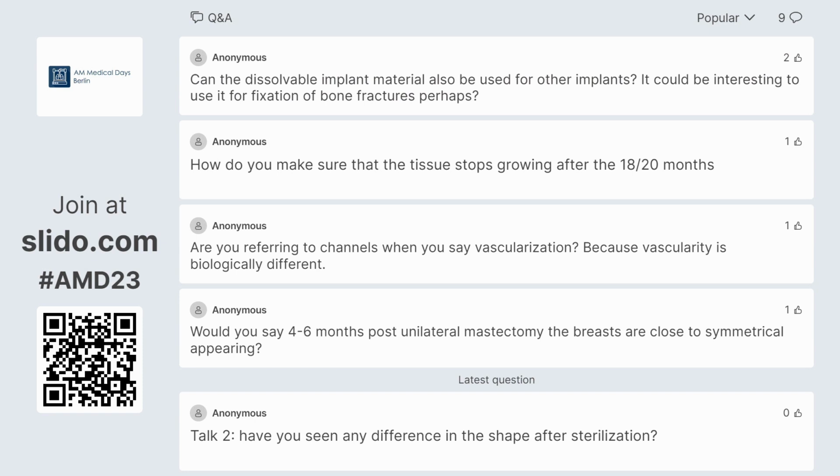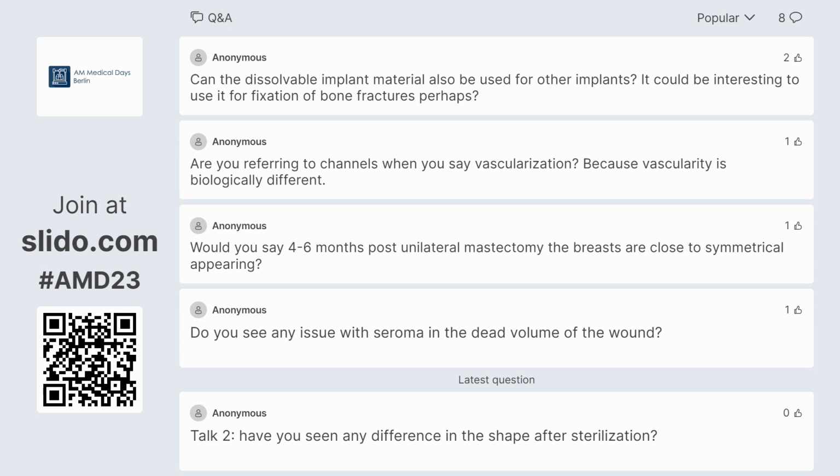Okay, then we have another question. Have you seen any difference in the shape after sterilization? This means the cage without cells? No. We have some kind of specific treatment, thermal treatment during the process to ensure this will not change. And the sterilization is ethylene oxide, so it has less impact on the biomaterial itself.